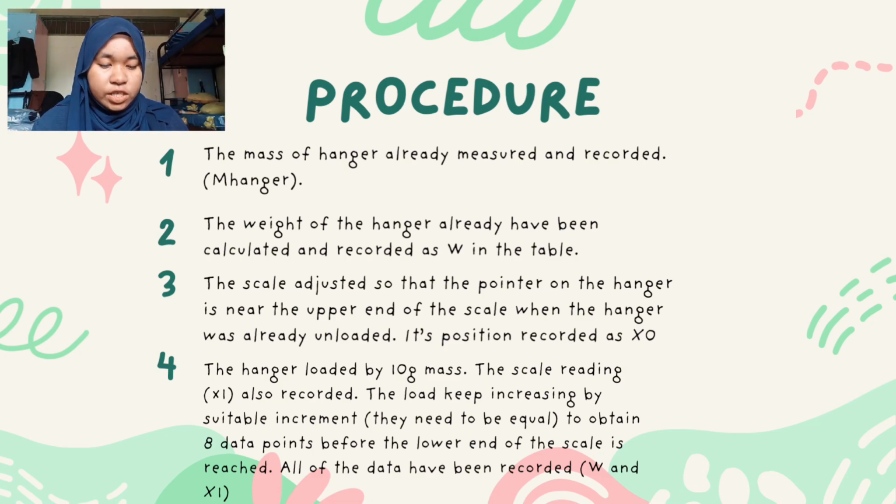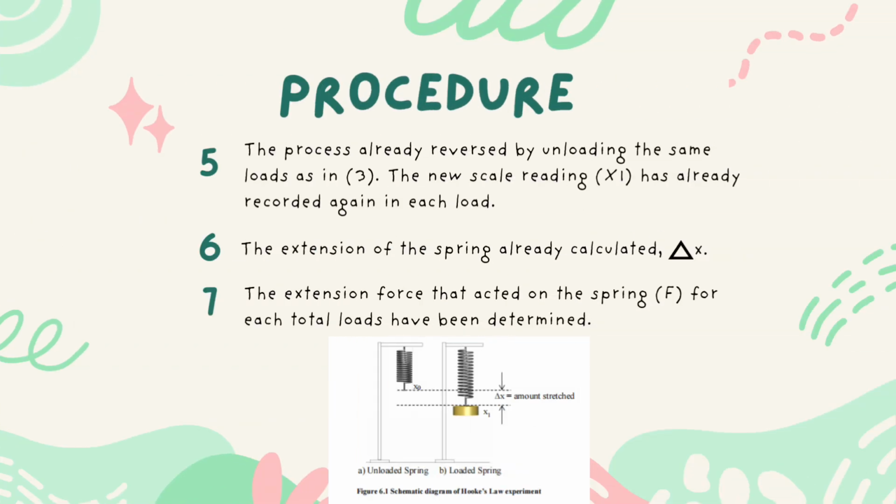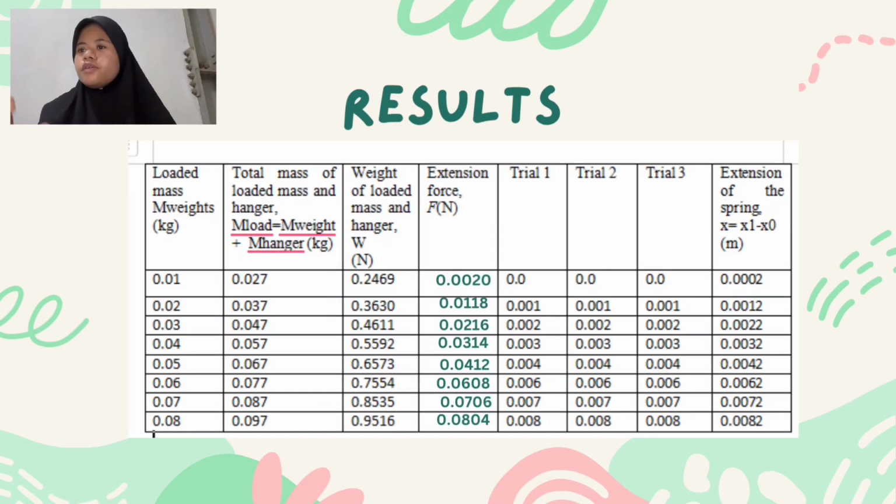All of the data are recorded, which are W and x1. For step 5, the process is reversed by unloading the same loads as in step 4. The new scale reading, x1, is recorded again for each load. For step 6, the extension of the spring is calculated. And for the last step, the extension force acting on the spring, which is F, for its total loads is determined. That is what we obtain after we are done with the experiment.